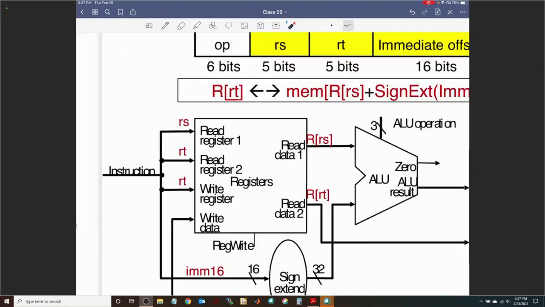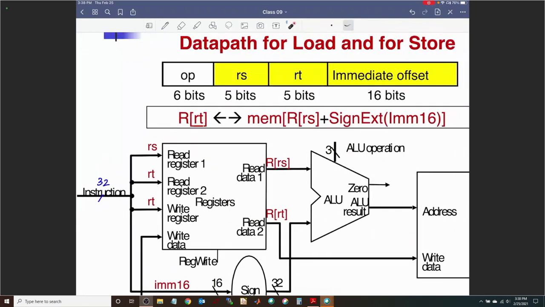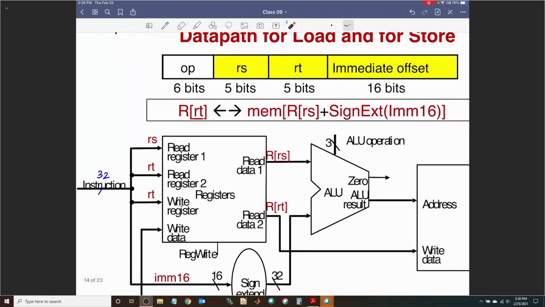So our instruction itself is 32 bits, right? These are 32 bits. After the first 6 bits, the next 5 bits are going to go here to identify read register 1. And the contents of that read register 1 will be available over here. RT, that is going to go over here, and depending on whether you are trying to load or store, it goes here as well as over here.